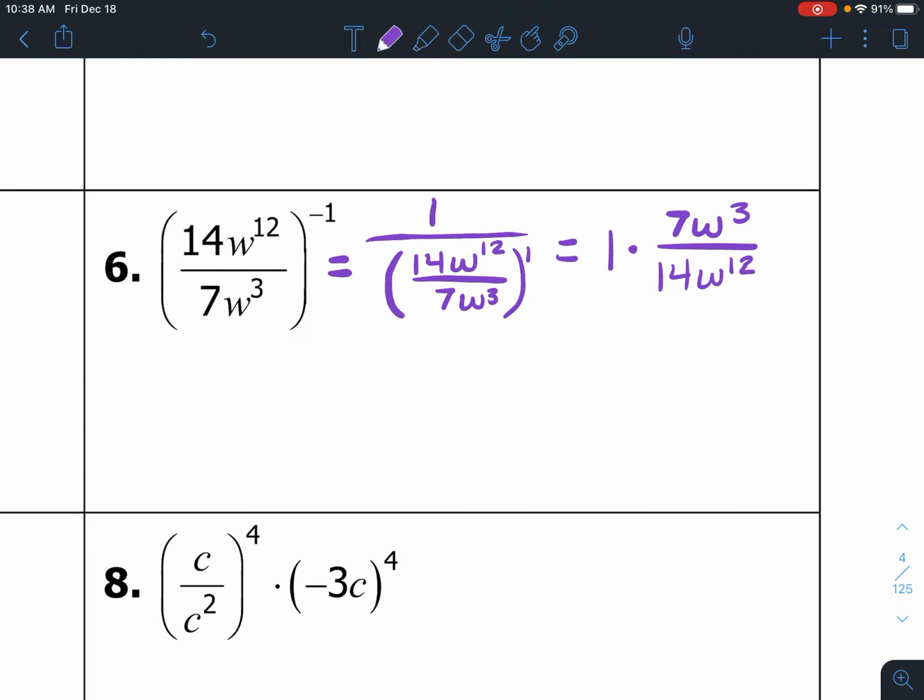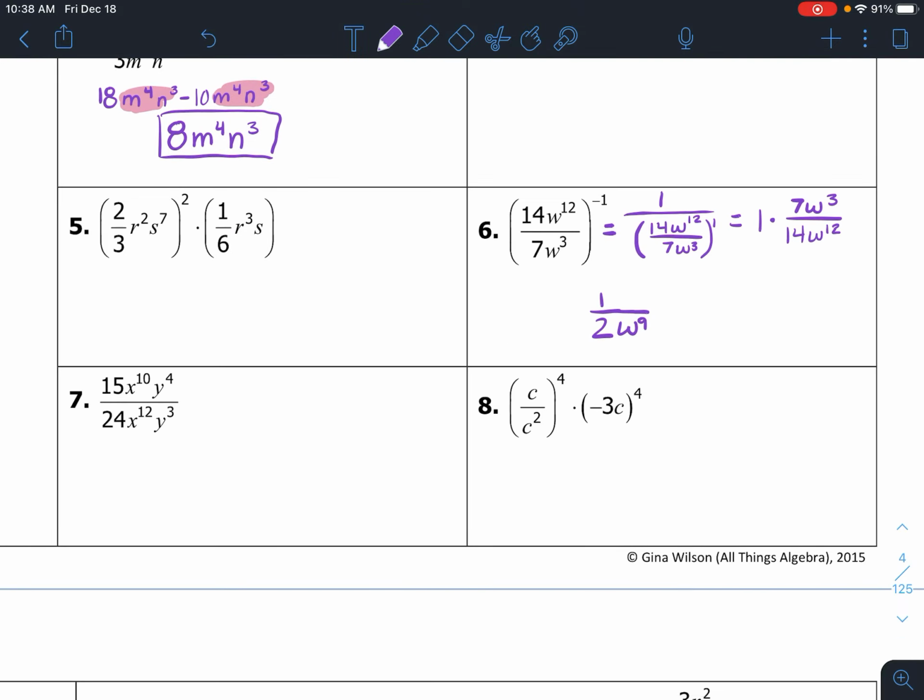So now let's do the division. Well, 7 divided by 14, that's 1/2. So I'm going to have 1 over 2. And then w to the 3rd divided by w to the 12th. So I have 3 on top and 12 on the bottom. So I can cancel 3 of them, but I'm going to have 9 left in the denominator. So w to the 9th. And so that's how you would deal with a negative fraction.